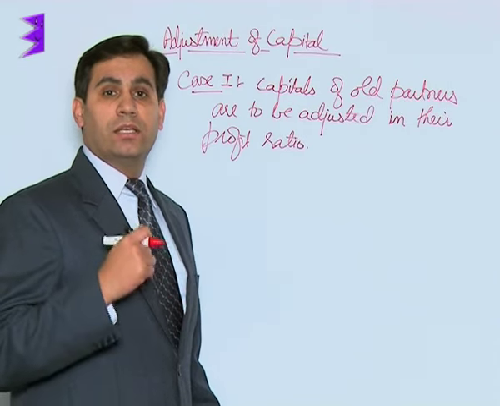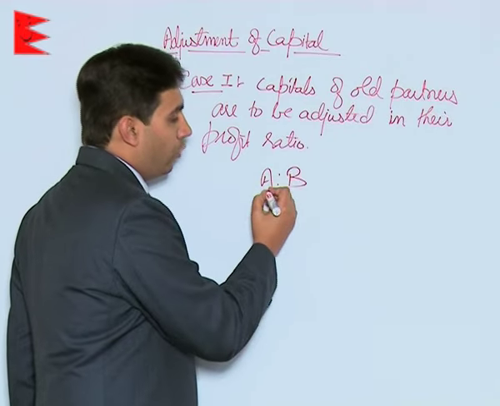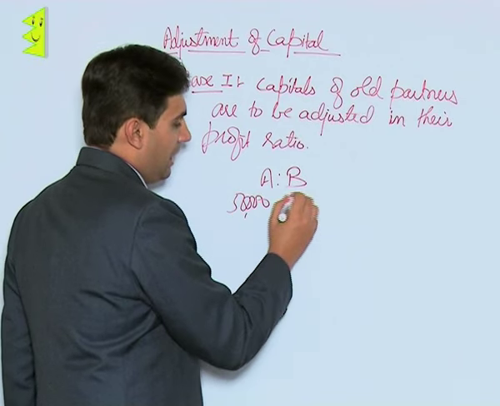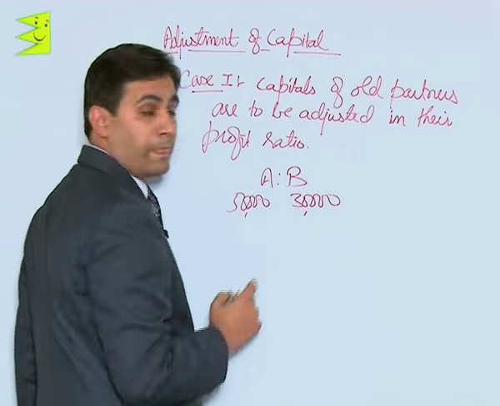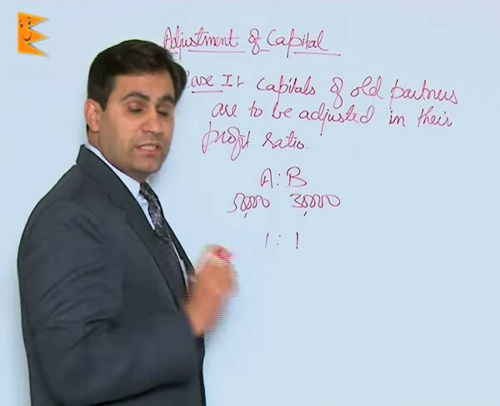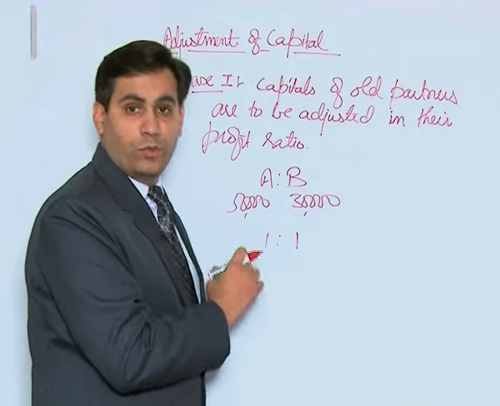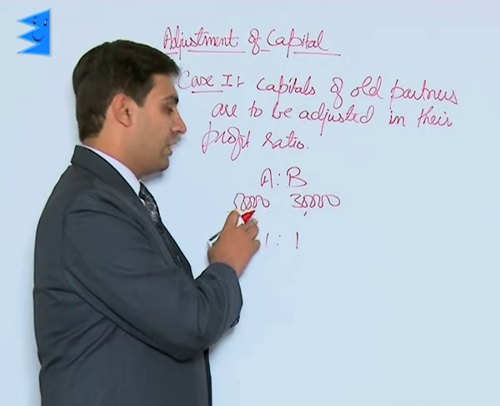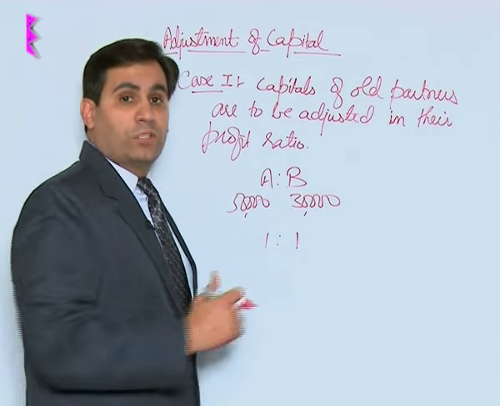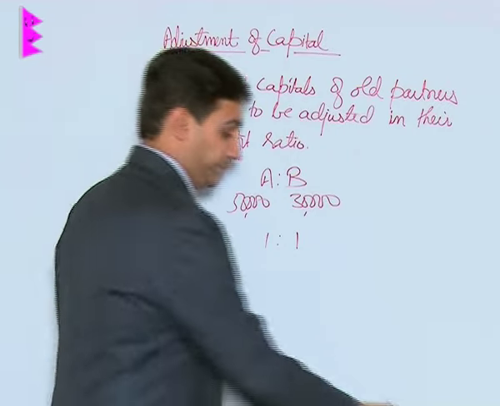their profit sharing ratio. That means, let's say if the capitals of the old partners are 50,000 and 30,000 after all adjustments, but their profit sharing ratio is 1:1. So what they do is they decide among themselves that their capital should also be equal. Either A should reduce certain amount or B should bring in certain additional capital. Now there is a method of going about it. Let us discuss it using an example.